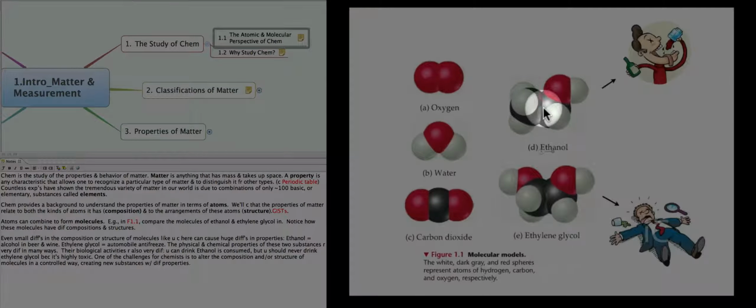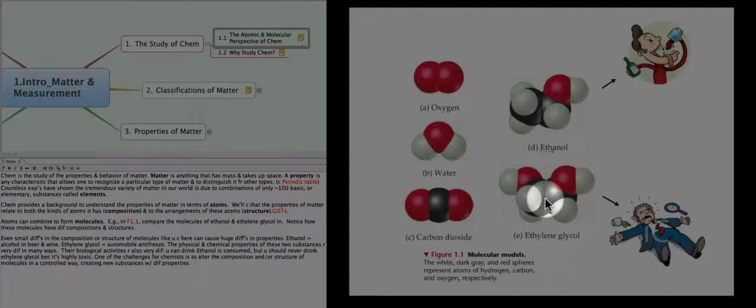Now compare the molecules of ethanol and ethylene glycol. Notice how these two molecules have different compositions and structures. Even small differences in the composition or structure of molecules, like you see here, can cause huge differences in properties. Ethanol is the alcohol in beer and wine. Ethylene glycol is an automobile antifreeze. It basically keeps the fluid in your car from freezing at low temperature.